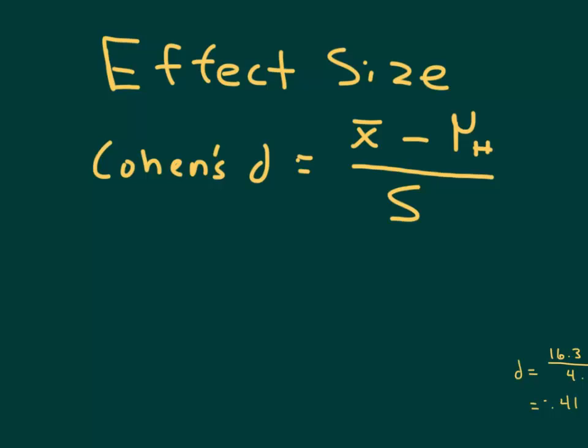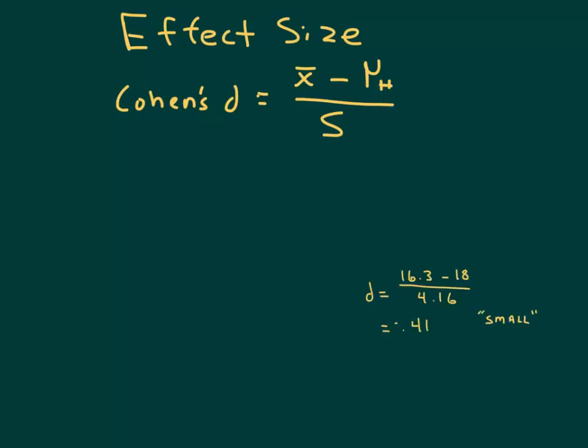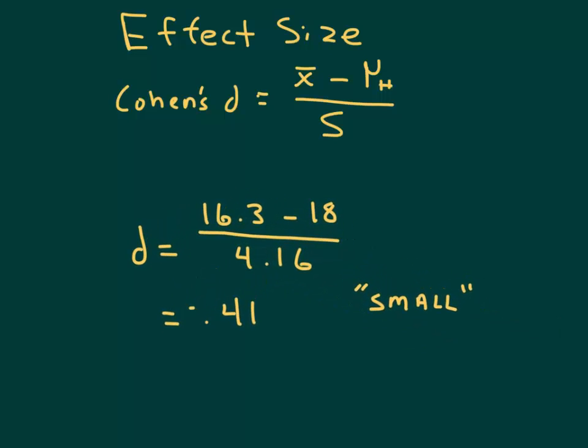Okay, effect size: the numerator will be the same as the hypothesis test, sample mean minus hypothesized mean, but just s on the bottom, not s sub x bar. So now we'll set that up here. That comes out to be minus 0.41. Just take the absolute value of that if you want. The size of the effect is 0.41, which using Cohen standards would be a small effect.